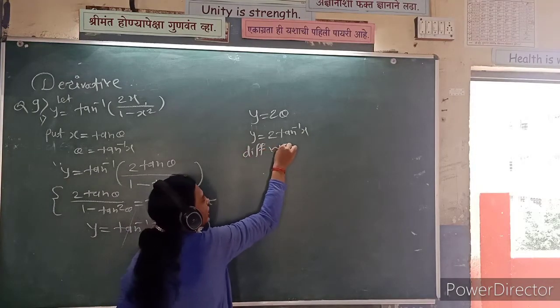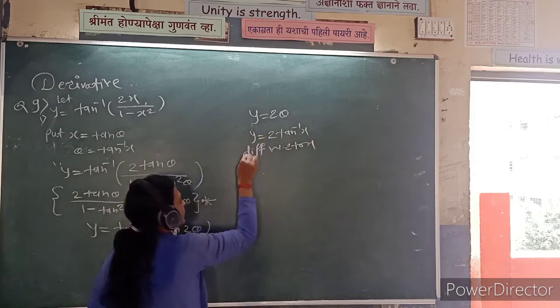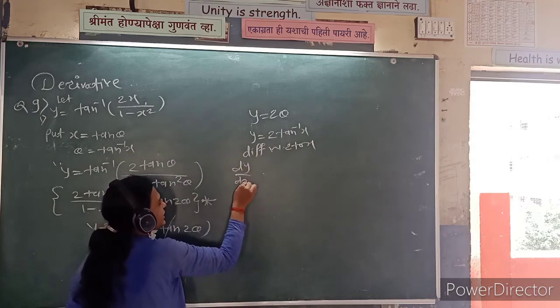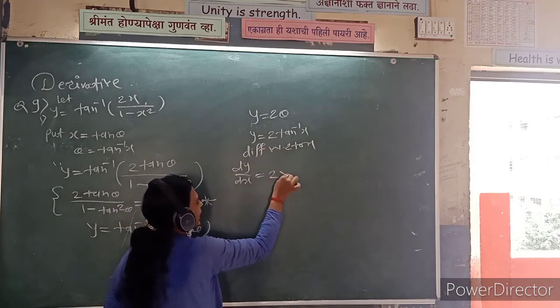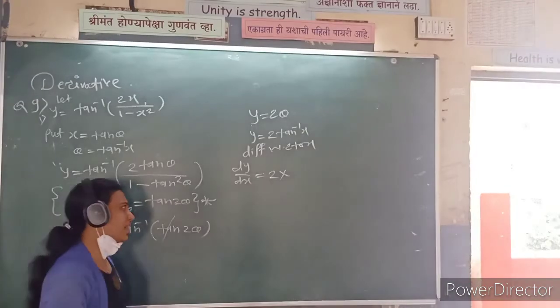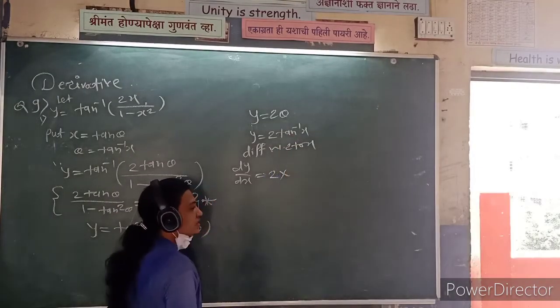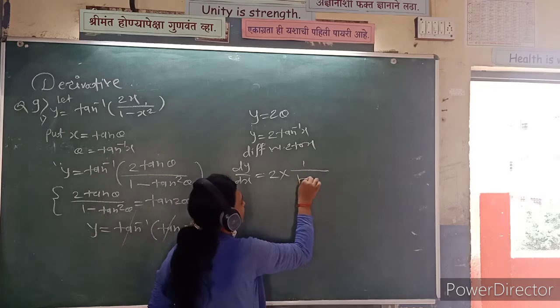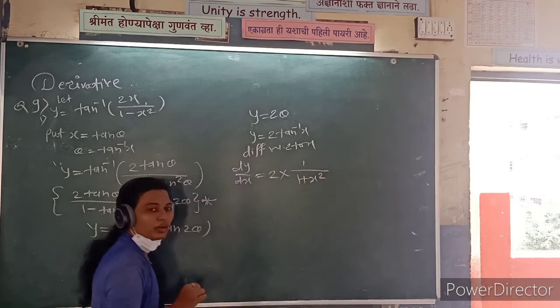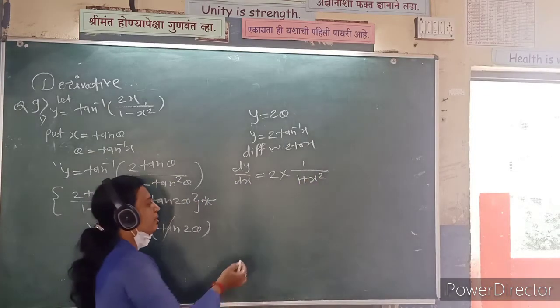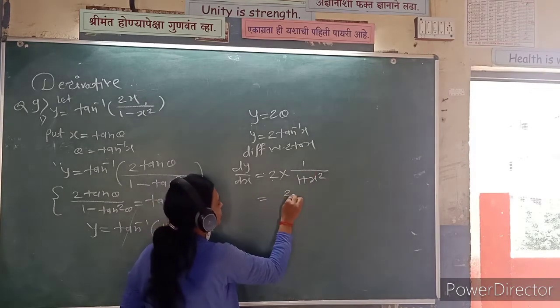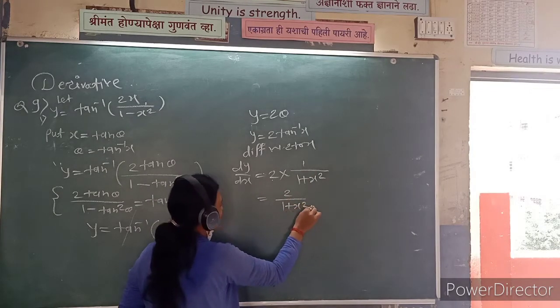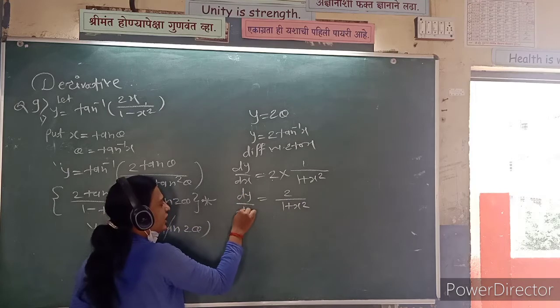So, what we get here? Derivative of y with respect to x is d by dx. Again, this 2 is constant like the previous example, and just put the derivative of tan inverse x. Yes, we know that tan inverse x derivative is 1 upon 1 plus x square. So just simplify these, 2 into 1 is 2 upon 1 plus x square. This is our required derivative.